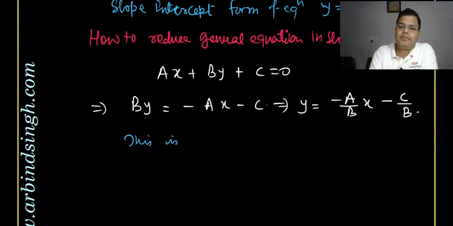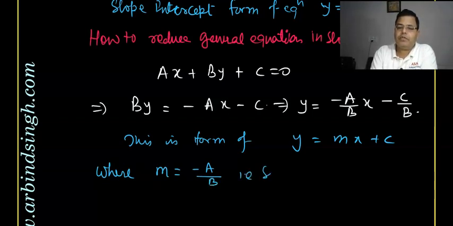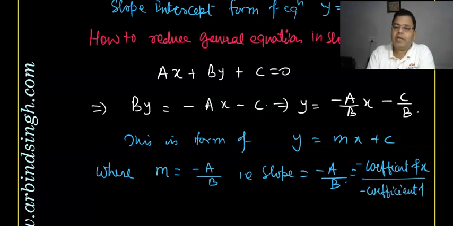Since this is in the form of y is equal to mx plus c, where m is minus A by B, that is, slope is minus A by B. That is coefficient of x divided by coefficient of y. So wherever you need to find the slope from the general equation, the slope is nothing else but minus coefficient of x divided by coefficient of y.